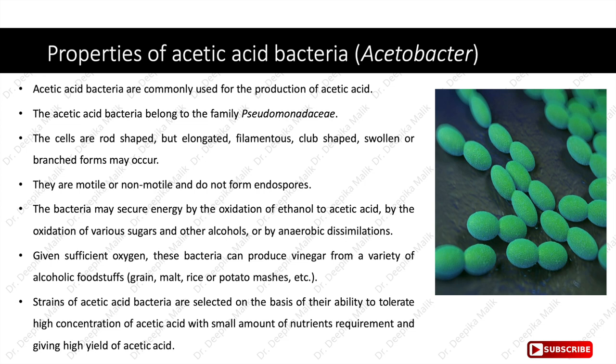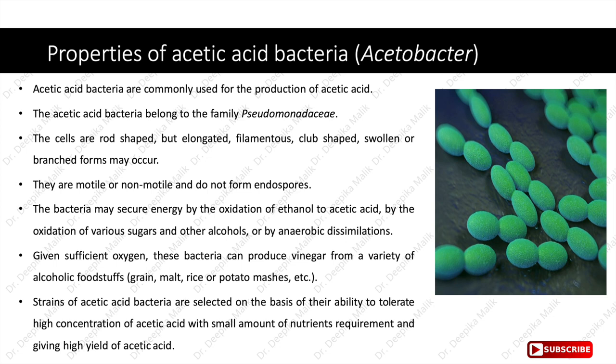Now let us see the properties of acetic acid bacteria. Acetic acid bacteria are commonly used for the production of acetic acid. The acetic acid bacteria belong to the family Pseudomonodaceae. The cells are rod-shaped but elongated, filamentous, club-shaped, swollen, or branched forms may occur. They are motile or non-motile and do not form endospores. The bacteria may secure energy by the oxidation of ethanol to acetic acid, by the oxidation of various sugars and other alcohols, or by anaerobic dissimilations. Given sufficient oxygen, these bacteria can produce vinegar from a variety of alcoholic foodstuffs like grain, malt, rice, or potato mashes, etc.